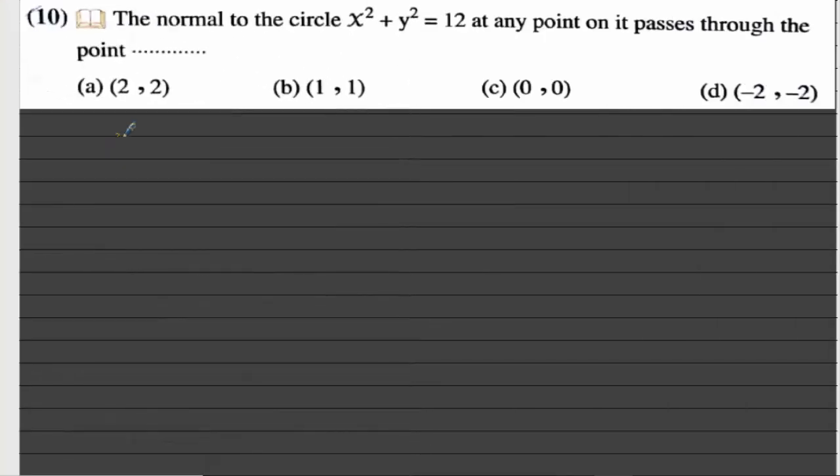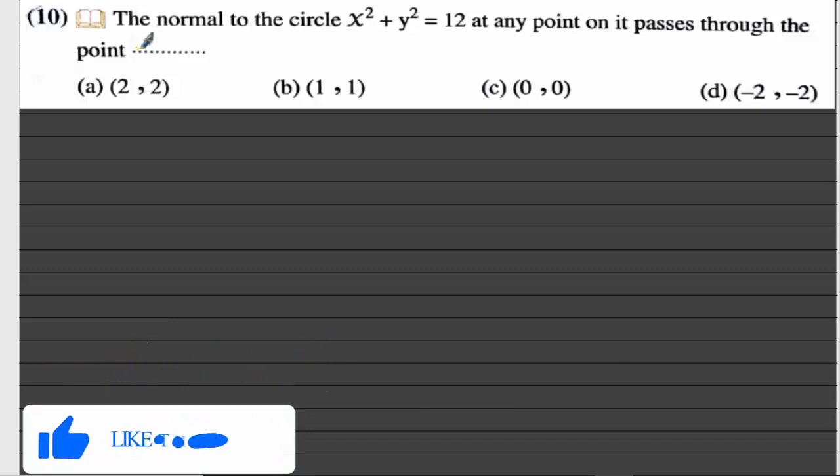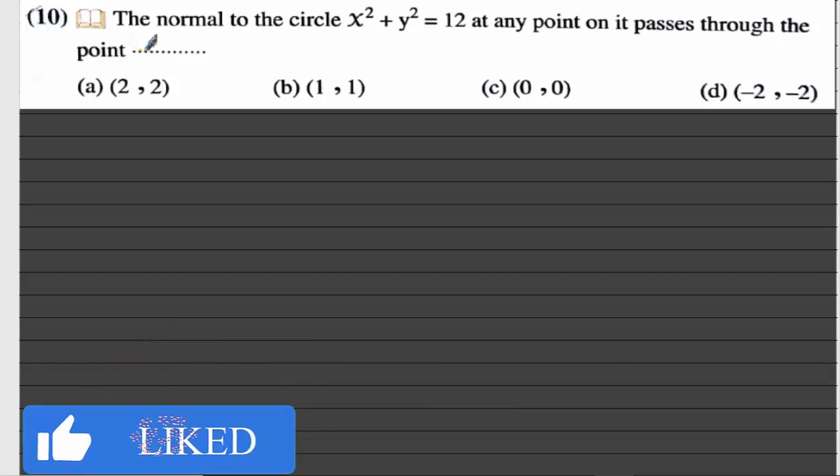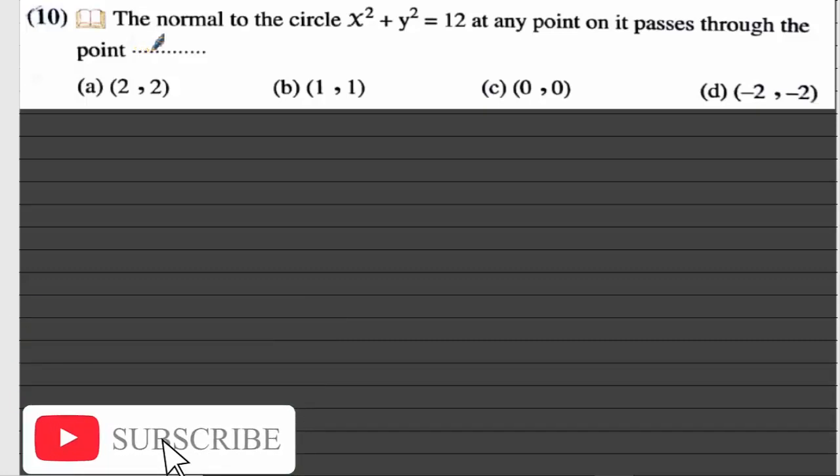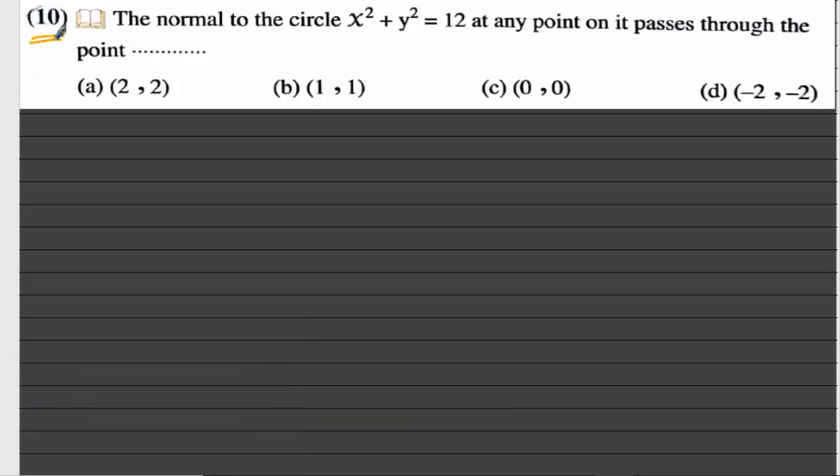Welcome my students. In this video we'll complete solving some questions about the equations of the tangent and the normal, and we will complete starting from question 10. Question 10: the normal to the circle x² + y² = 12 at any point on it passes through the point (2, 2), (1, 1), (0, 0), or (-2, -2).